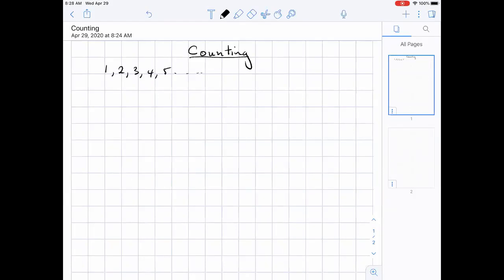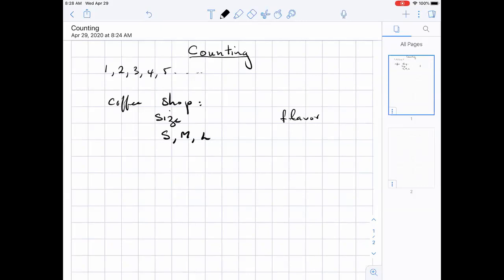An example of counting would be if you, let's say, go to a coffee shop, and you will purchase a coffee. In terms of size of coffee, you may have small, medium, and large. And in terms of flavor, you may have French vanilla and, let's say, pumpkin.